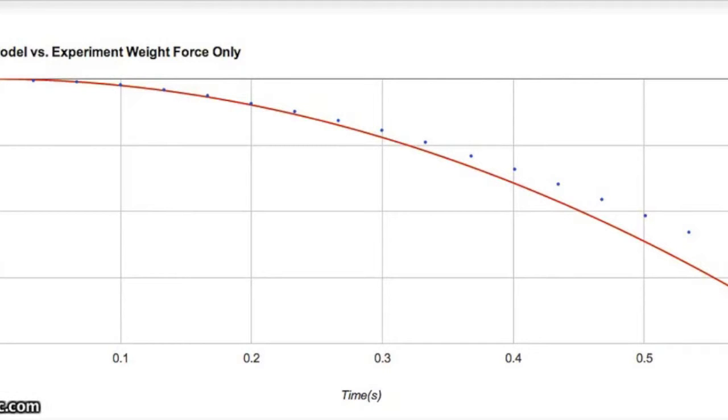The baseball moved less than what the displacement was supposed to be according to the model. Due to this discrepancy, the model overpredicted the results. However, the reason for this difference is because the weight force was not the only force acting on the ball. The drag force was also acting on the ball, as mentioned earlier in the presentation.